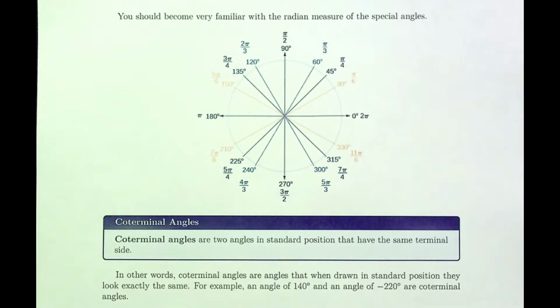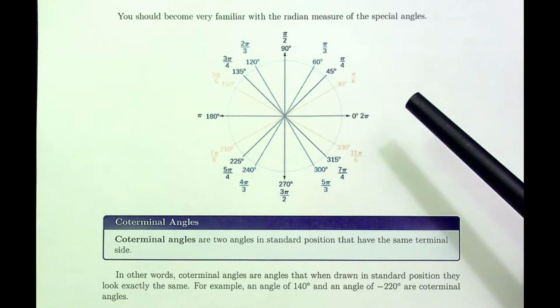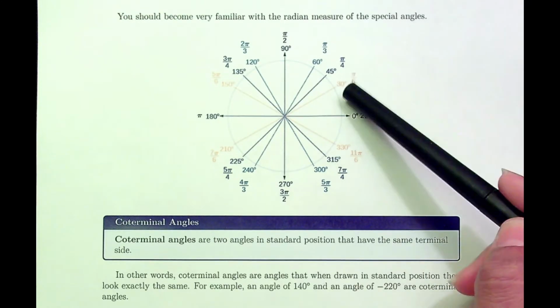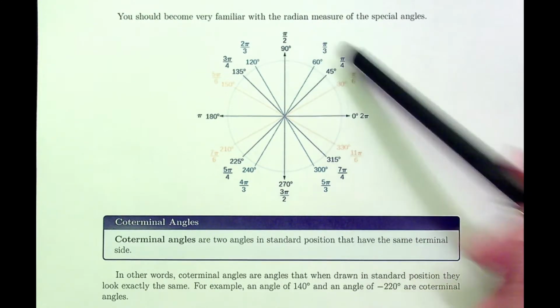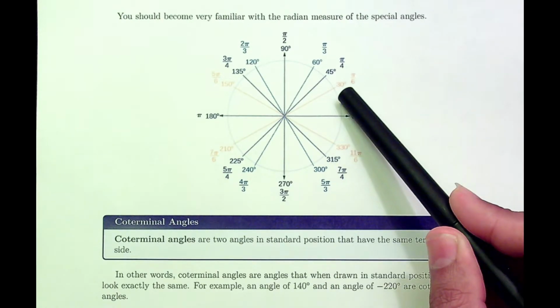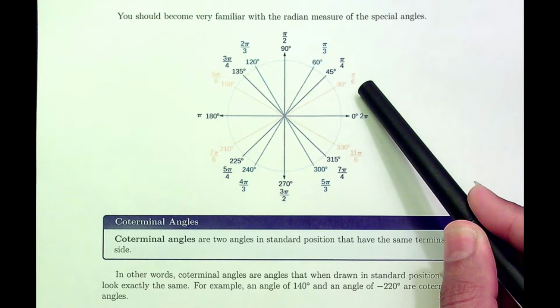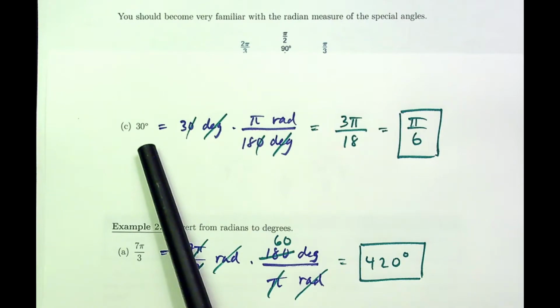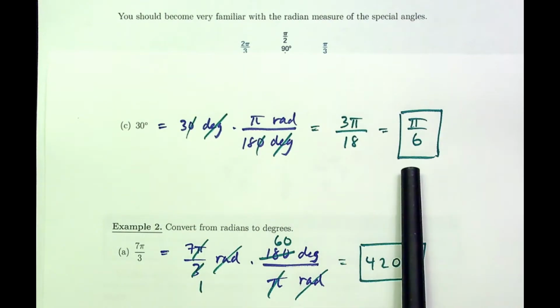I had mentioned that you should become very familiar with the special angles. In this picture right here, we have the special angles again, but now they have both measures for these angles. So you first have the degree measure, and on top you have the corresponding radian measure. So for example, 30 degrees is the same as pi over 6 radians. And actually, that was one of the examples that we have done. We converted 30 degrees following this process, and we got that 30 degrees is the same as pi over 6.